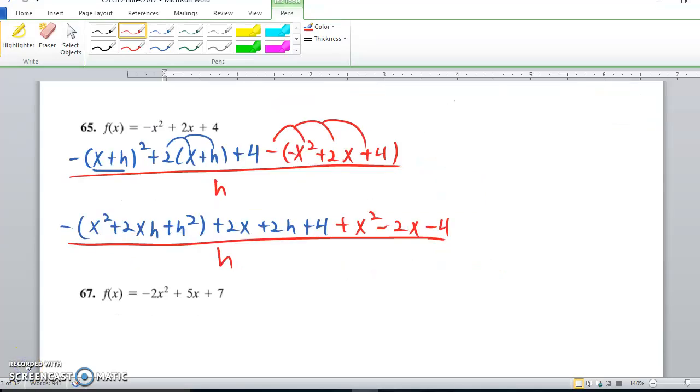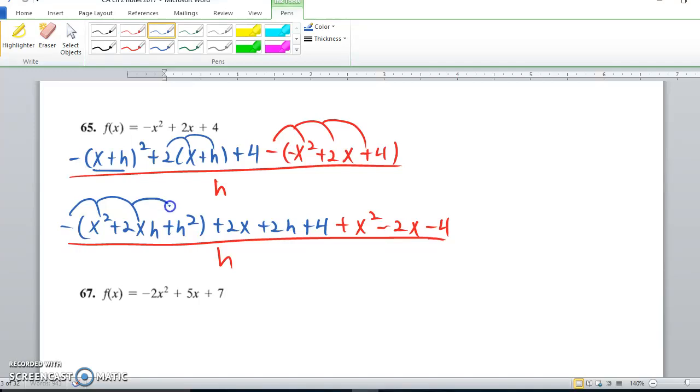Okay, I think this is where I paused it because the font was kind of disappearing. But so far we've squared the binomial, distributed in right here and over here in the red. And so we need to distribute this minus here.